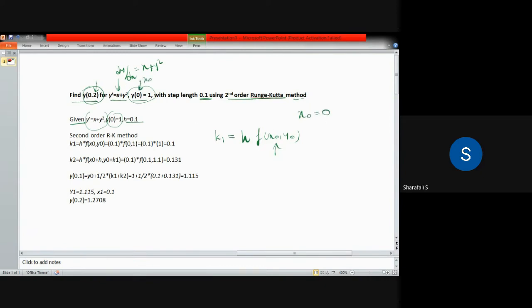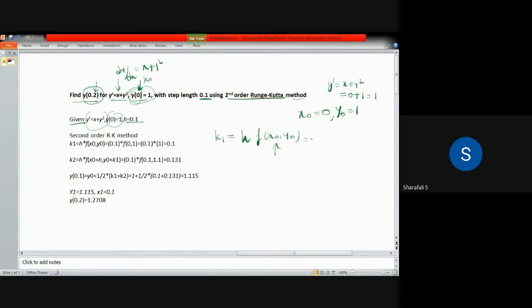Y of whatever it is in the bracket, that is your x0. So x0 is 0, and y0 will be equal to 1. You substitute these two values in the given differential equation, that is y dash is equal to x plus y square. If you substitute x equal to 0, this term will become 0 and y will become 1. So y dash is equal to 1.